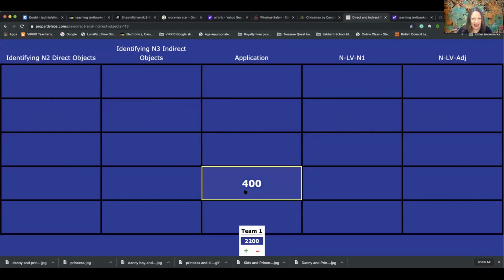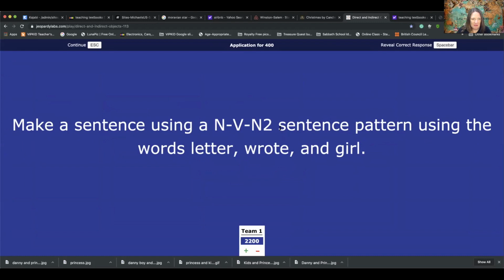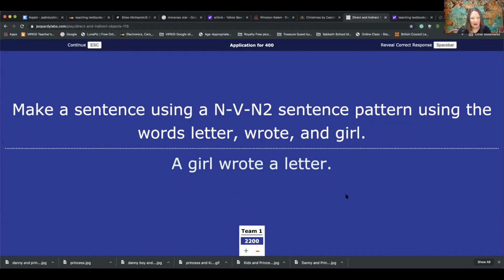And we have one last one, application for 400. Make a sentence using a noun, verb, noun 2 sentence pattern using the words letter, wrote, and girl. You can pause this if you need any more time. Correct answer. A girl wrote a letter. What is a girl wrote a letter?